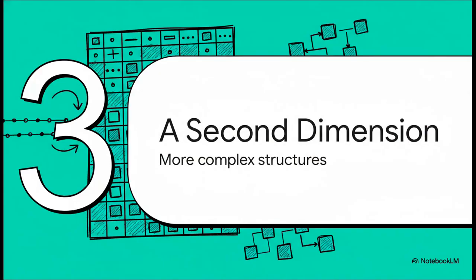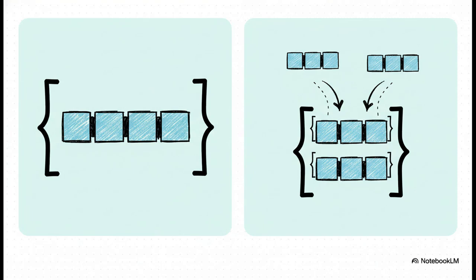Okay, so we've got one dimension down. Let's kick it up a notch and see how we can build this into more complex data structures. It's time to make a 2D array. The idea here is actually really simple. To make a 1D array, you gave it a list of values. To make a 2D array, you just give it a list of lists. See that? Each of those inside lists is going to become a row in our new grid.